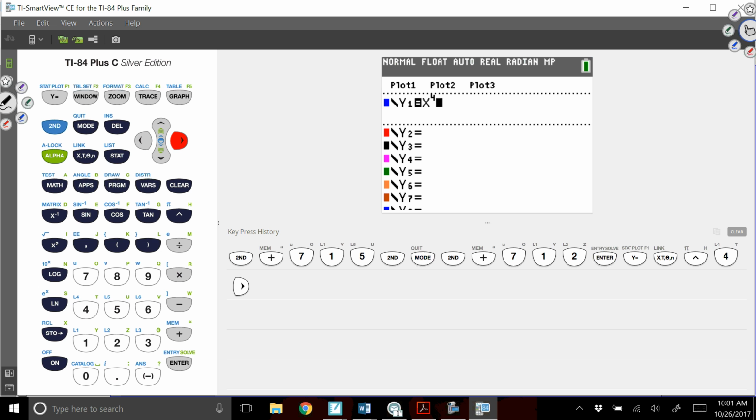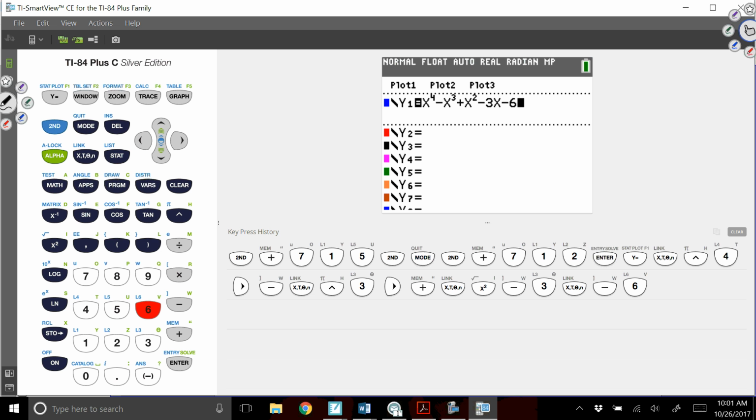So x to the fourth minus x cubed. Drop your cursor back down. Plus x squared, minus 3x, minus 6.